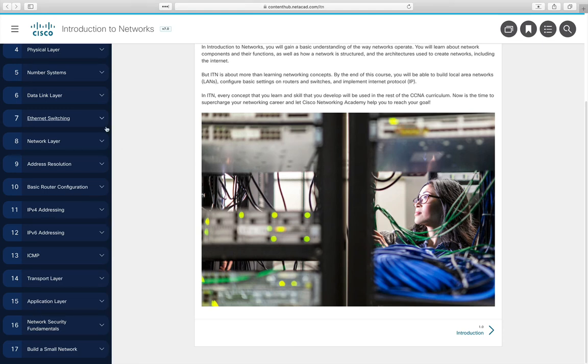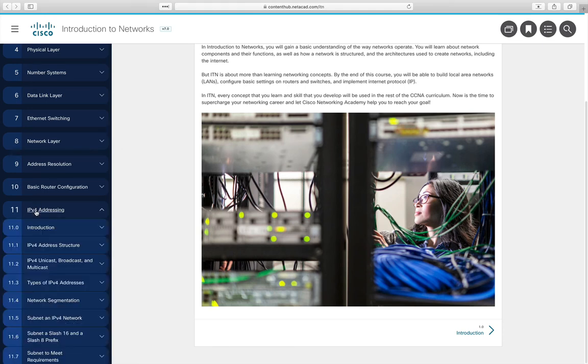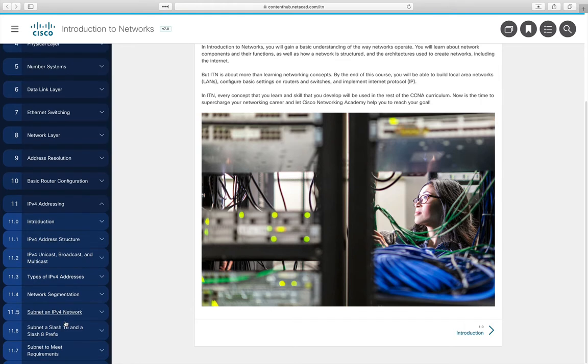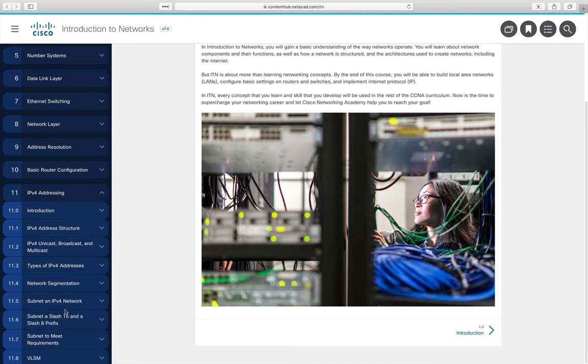Okay, last lecture we were in chapter 11 of the curriculum. We talked about IPv4 address structures, looked at them a different way. We can talk about the types of IPv4. We talked about segmenting a network, and we started to talk about subnetting a network. So we're going through some examples of that.